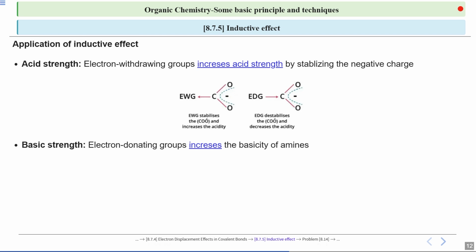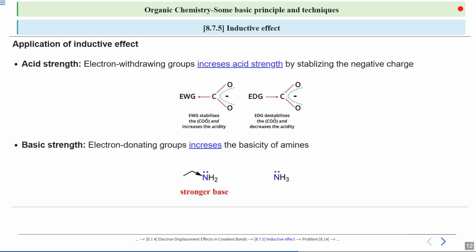Then if we talk about the basic strength, the electron donating group increases the basicity. So opposite to that of the acidic strength, we need an electron donating group to increase the basicity. How can we understand this? Suppose we have two molecules here. One is simple ammonia and the second one is substituted ammonia. It is substituted with an alkyl group.